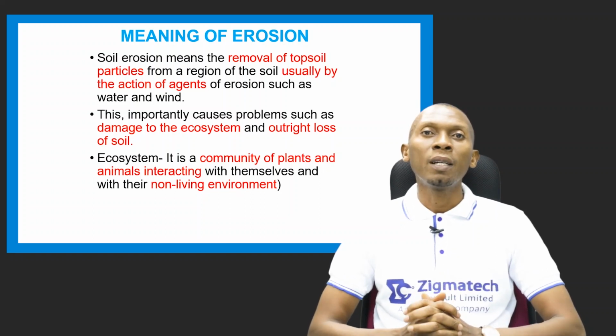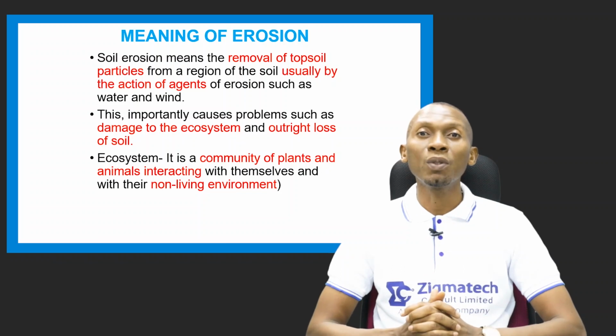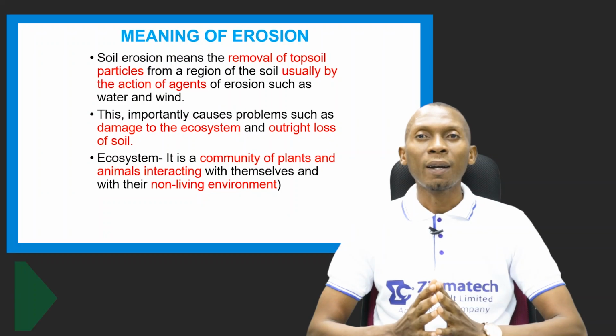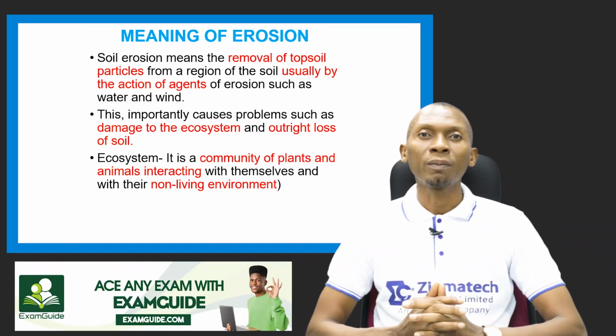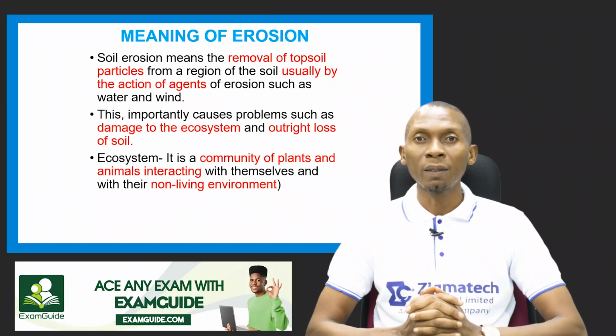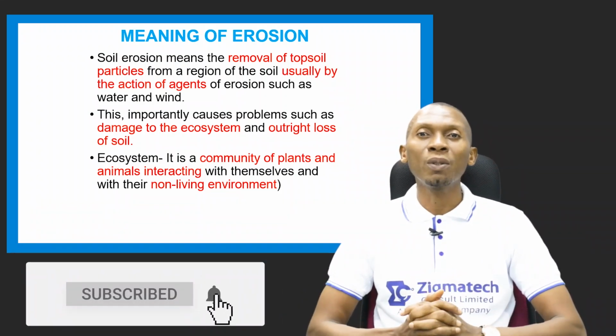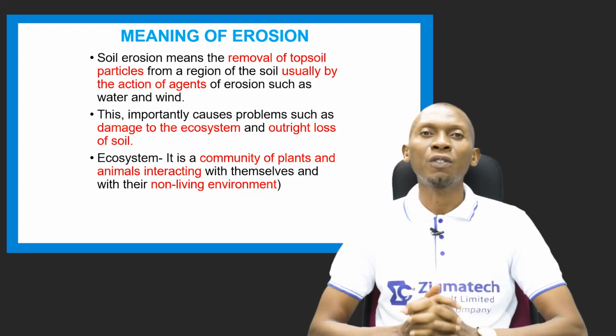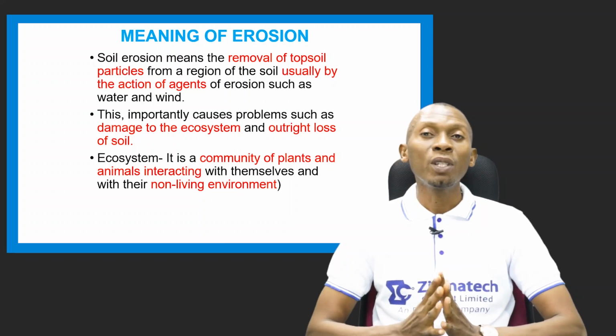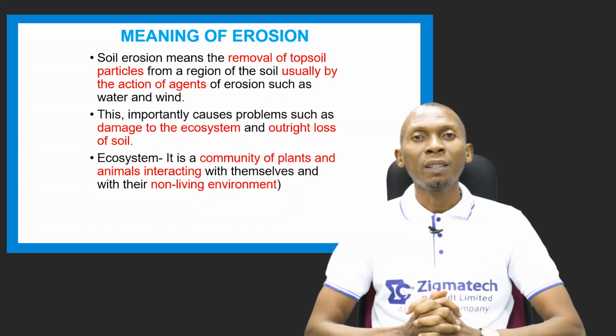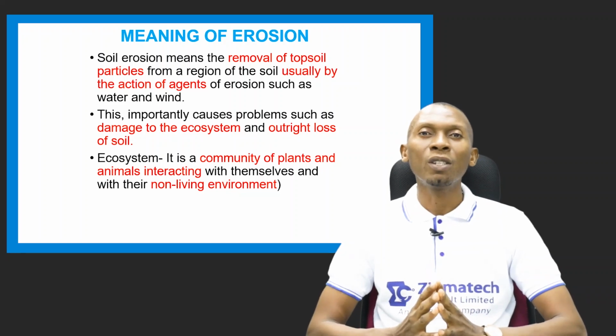What is soil erosion? Soil erosion is the removal of the topsoil particles from a region of the soil, usually by the action of agents of erosion. And these agents of erosion are water and wind. So the action of water and wind causes the topsoil to be removed. So that is what erosion or soil erosion means. Now this causes a lot of problems, and some of these problems include the damage to the ecosystem and also outright loss of soil. Now what's the ecosystem? It is a community of plants and animals interacting with themselves and with their non-living environment. So erosion can cause damage to the ecosystem.